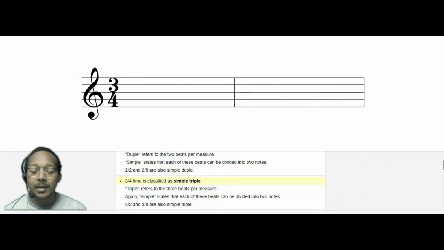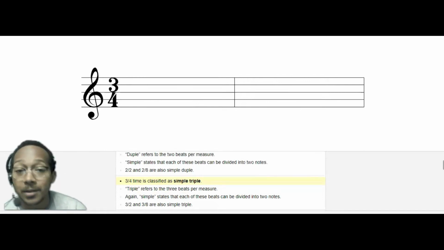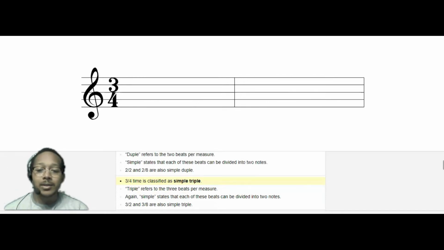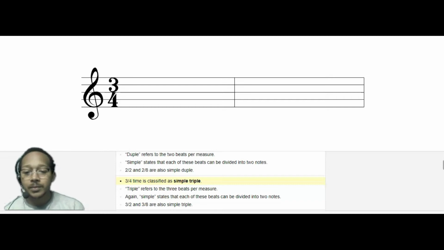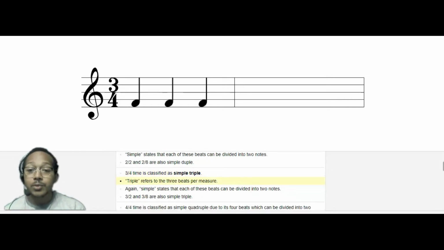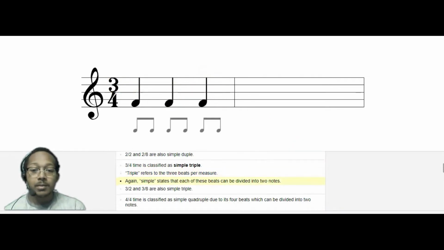Next, let's take a look at a measure or a time signature that is called simple triple. Triple here meaning that there are 3 beats in the measure. We see the 3 on the top number and 3 quarter notes. Simple reminds us that we can divide these beats into 2 notes. So the quarter note, 1 beat, again is divided into the 8th note pair.